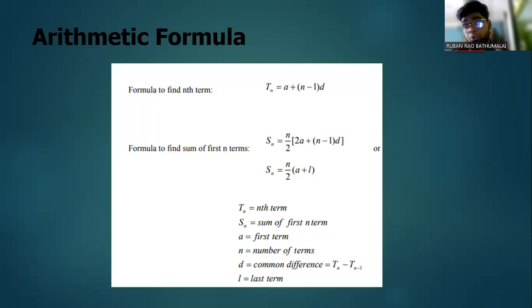Normally, we use two main formulas, which are to find the nth term and the sum of the first n terms. The nth term equals a plus n minus 1 in brackets times d. And the sum of the first n terms equals n, the number of terms, over 2, in brackets 2a, the first term, plus n minus 1 times d, where n is the number of terms. That's the formula for the arithmetic sequence.